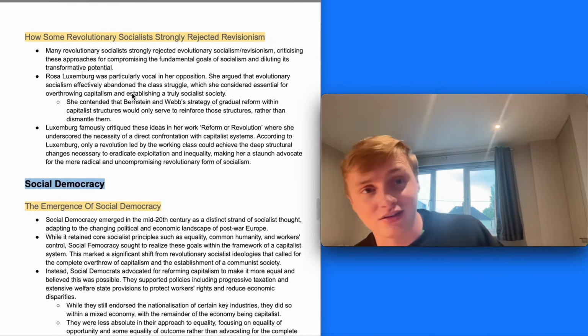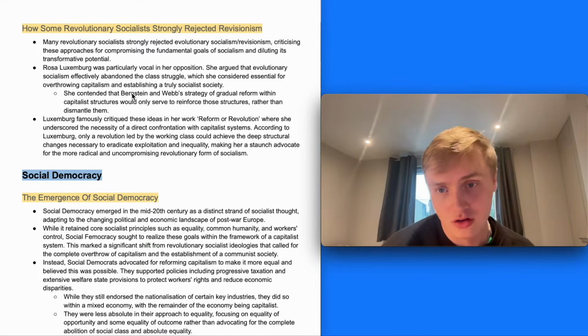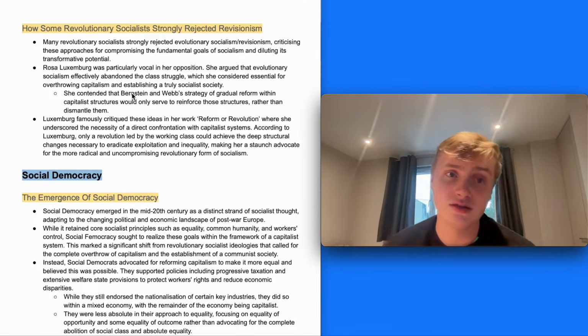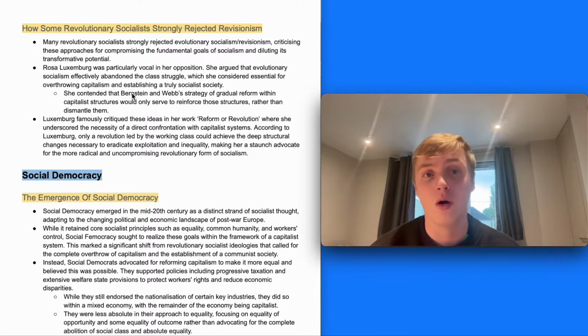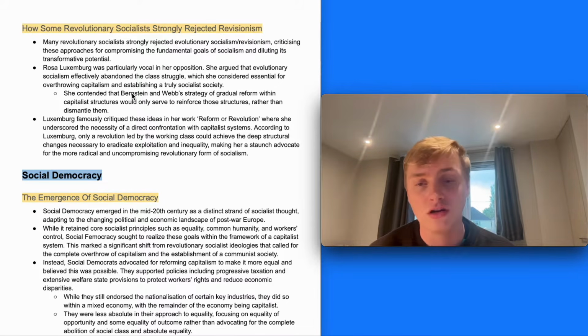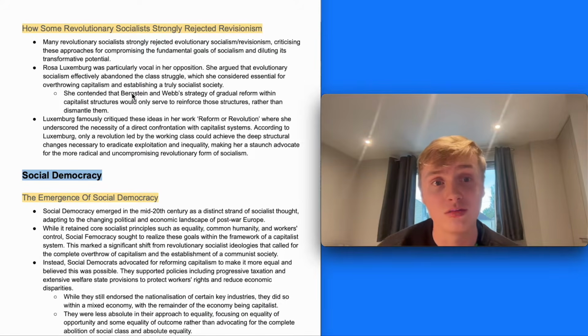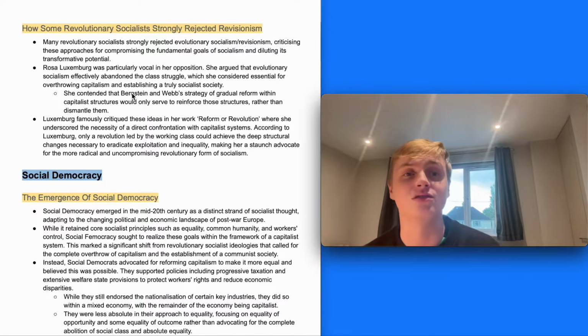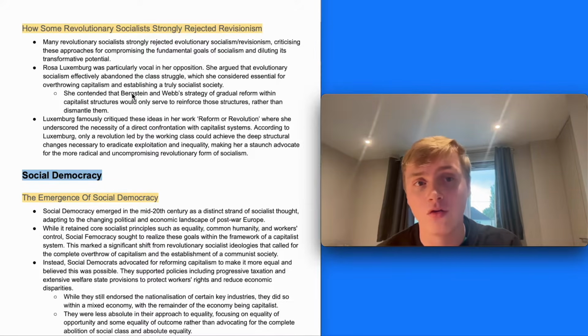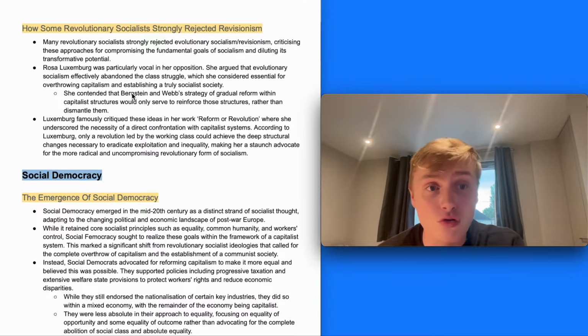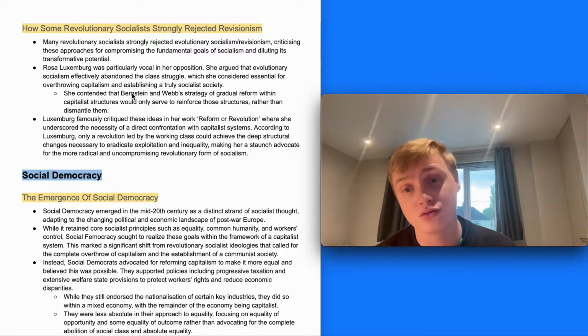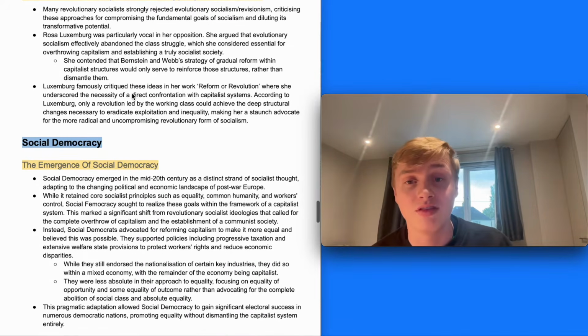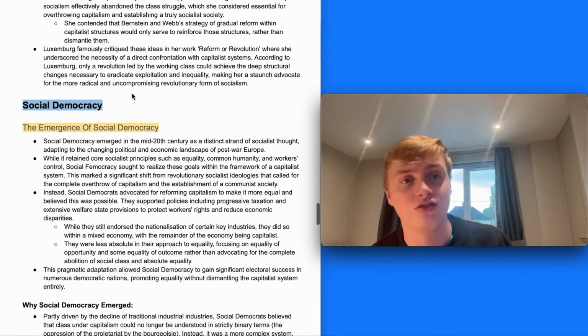Some revolutionary socialists at the time strongly rejected this move to evolutionary socialism, critiquing these approaches for compromising the fundamental goals of socialism and diluting its transformative potential. And one of the thinkers, Rosa Luxemburg, was pretty central to this. She argued that evolutionary socialism effectively abandoned the class struggle, which she considered essential for overthrowing capitalism and establishing a truly socialist society. She believed that through gradual reform, you couldn't get rid of the capitalist structures, and in fact gradual reform would only reinforce them rather than dismantle them, which was key to socialism.